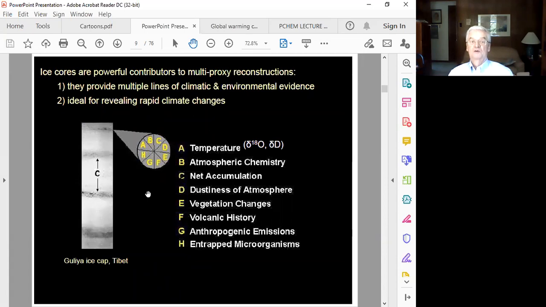They look at ice cores, and they provide multiple lines of climate and environmental evidence, and they're ideal for revealing rapid climate changes as things happen. So they can look at all of this stuff. Dust in the atmosphere, they can go back and see when they have volcanic eruptions, as mentioned here, and so on.